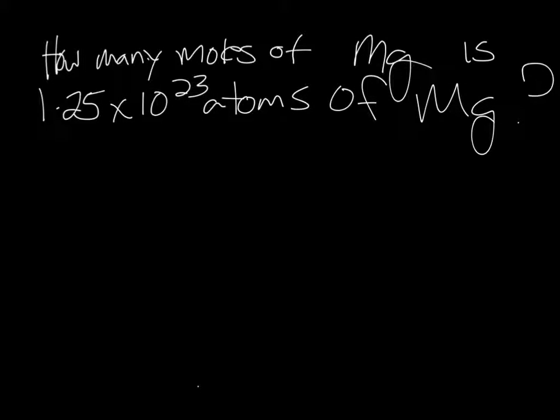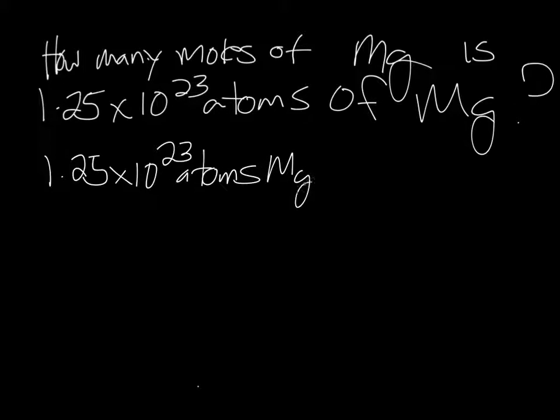Okay, in our first problem here, I want to just do mole conversions for the three types of problems that we are going to encounter. And this one we want to know how many moles of magnesium is 1.25 times 10 to the 23rd atoms of magnesium. So again, you want to always write down what your known is. So write down the 1.25 times 10 to the 23rd atoms, and that's magnesium.